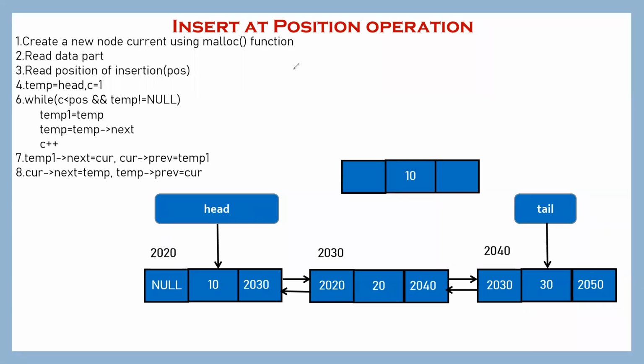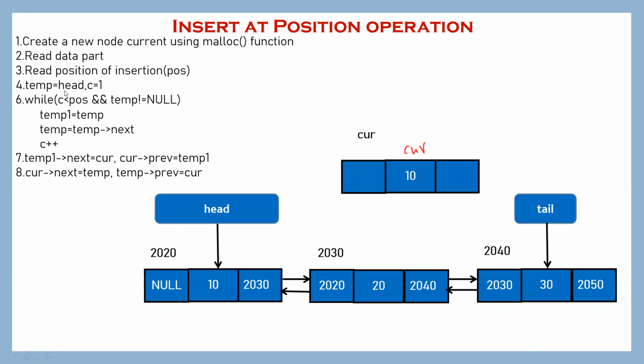Now, let us discuss insert at a particular position in a double linked list. To perform the insertion at a particular position in a double linked list, first we need to create a current node. Let's assume this is the current node we are creating, and whose data item is 10.